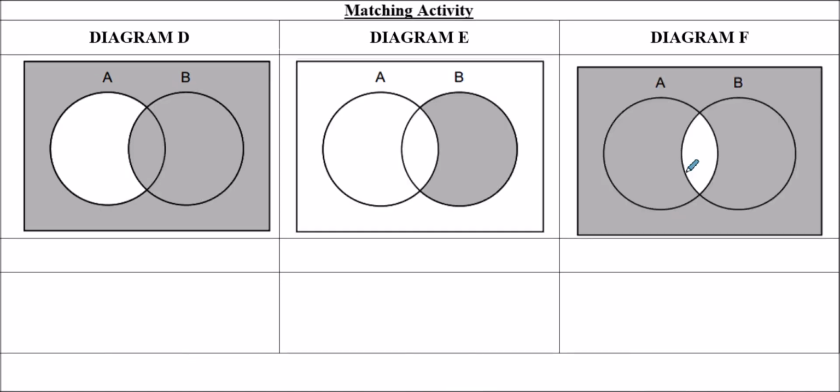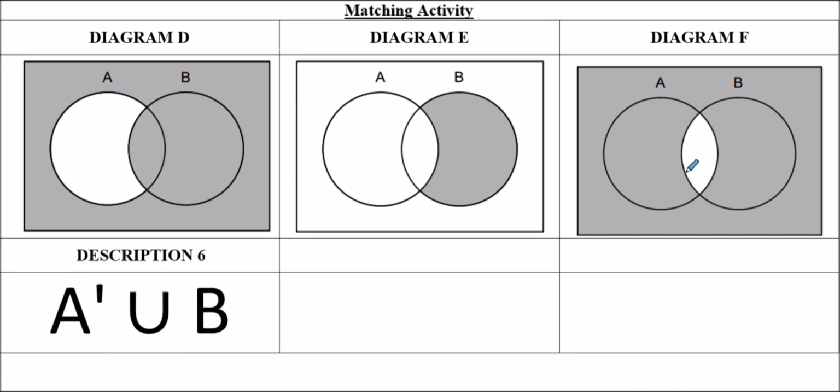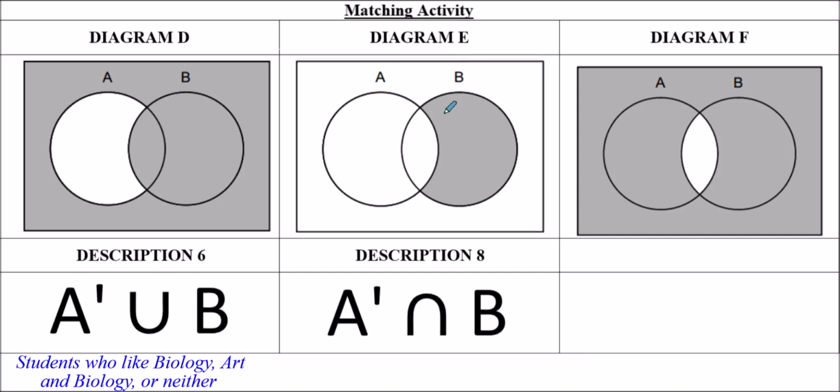It's not just art, not just biology, it's both. Next one, diagrams D, E and F. So diagram D would match to this description, A dashed union with B. The possible description for this is it's students who like biology, art and biology, or neither. So for biology students is this B circle, art and biology is this intersection bit, or neither is just this outside section. Diagram E would have matched to this one, A dashed intersection with B. The description for this one could be something like this, students who like biology but not art. And this diagram F, it's everything apart from the intersection of A and B.